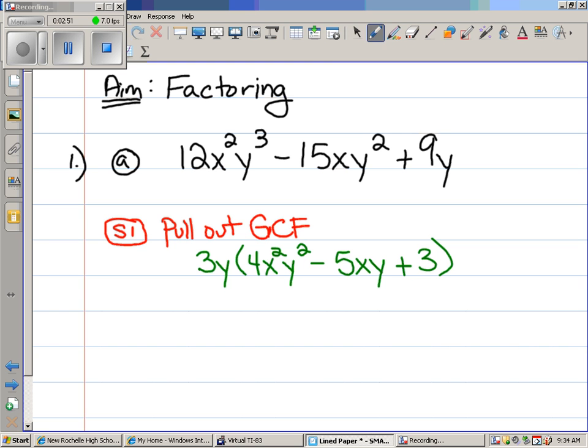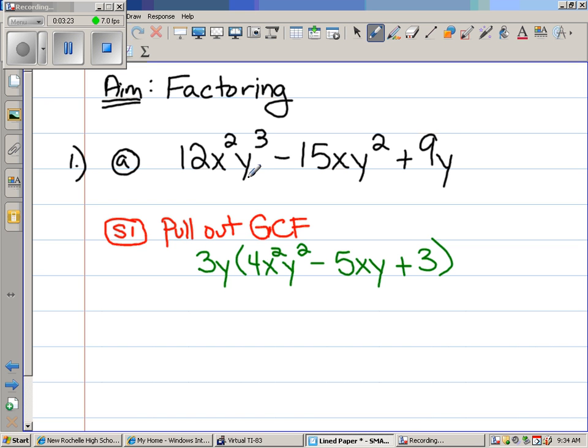How did I get right over here? Okay, so ultimately, when you pull out the GCF and you put it in front like this, this has to multiply whatever you put in parentheses to get back the original. So 3y times 4, 12, x squared y squared, that's how I got that y to the third. I took one of them away. You see it? Okay, maybe this isn't even written in my notes.